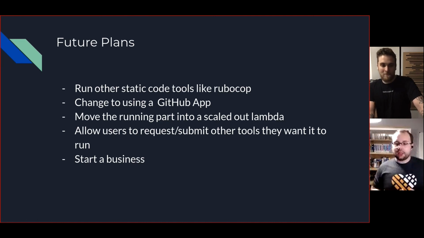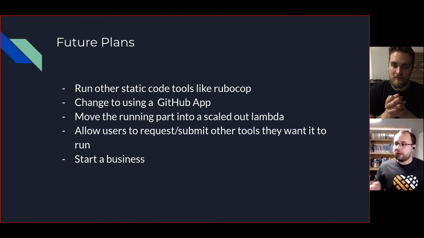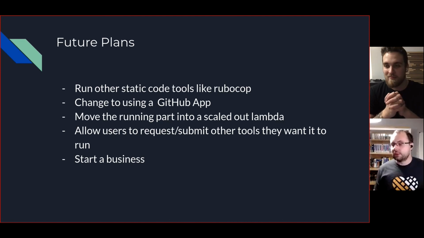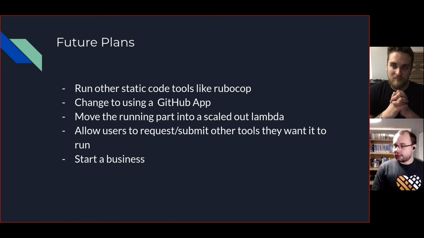We're also wanting to move the running section of it to a Lambda and properly scale it out. Rather than having it part of this Lambda, having it run off of a queue and being able to run multiple quickly. And finally, the last two pieces, we want to allow you, the users, to submit the tools that you want it to run. So for example, if you're Chef and you have an internal tool called Chef Style, you could ask us to go and make it work with that, and then we would be able to do that for you.